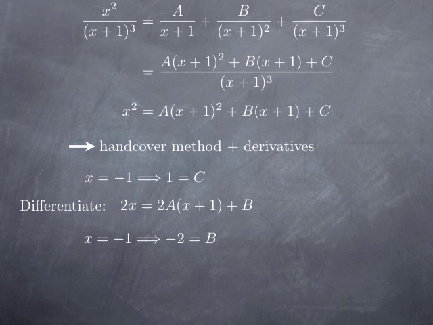And I can iterate this process. If I differentiate, I get 2 on the left hand side and just 2a on the right hand side, so a is 1. So that's a relatively quick alternative to the system method.